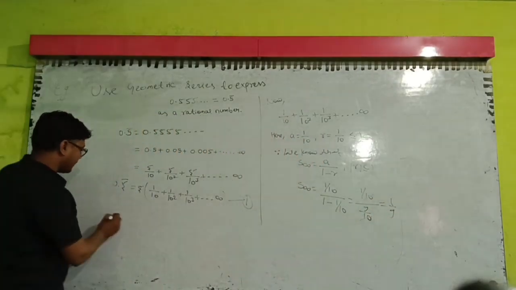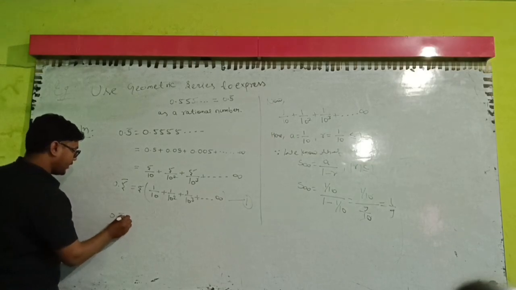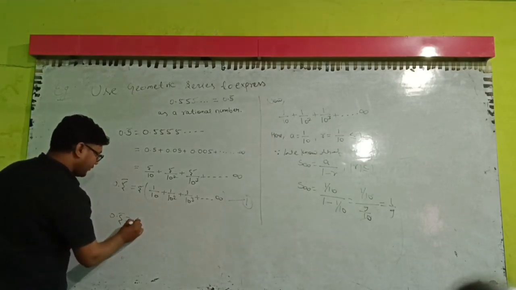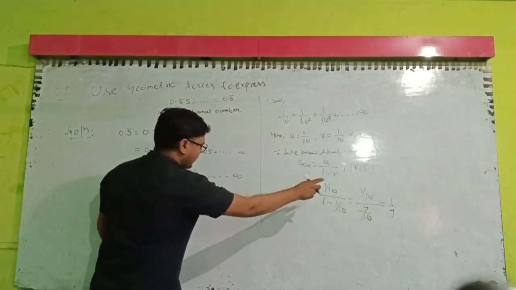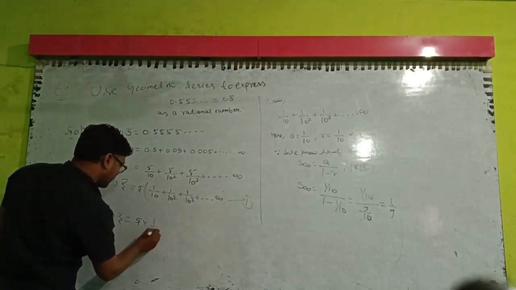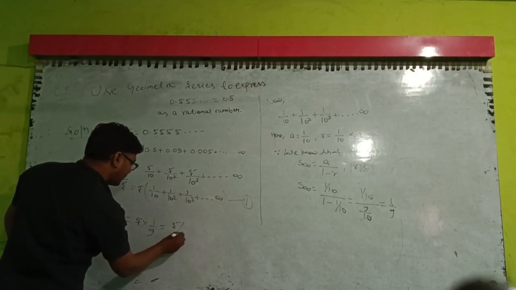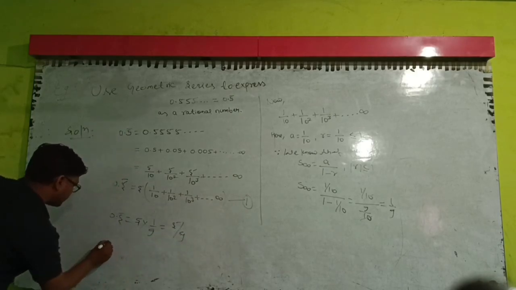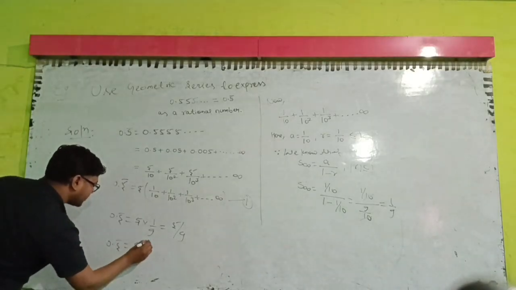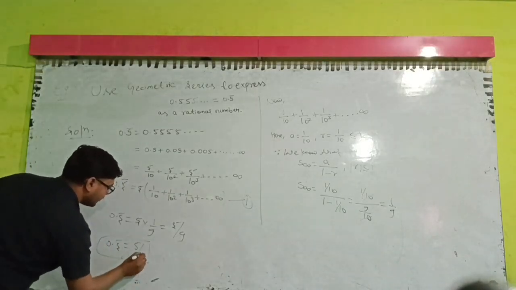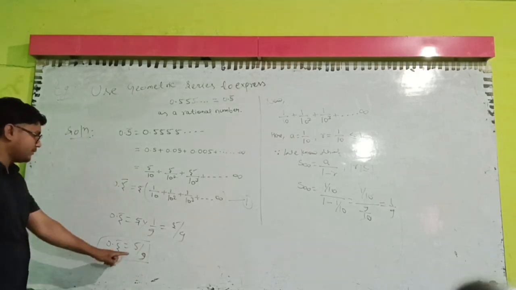Therefore from equation number 1, this is 5, and here we solve this infinite series, we get 1 by 9. This is 1 by 9, this is 5 by 9. So 0.5 bar equals 5 by 9, which we express as a rational form, fractional form, 5 by 9.